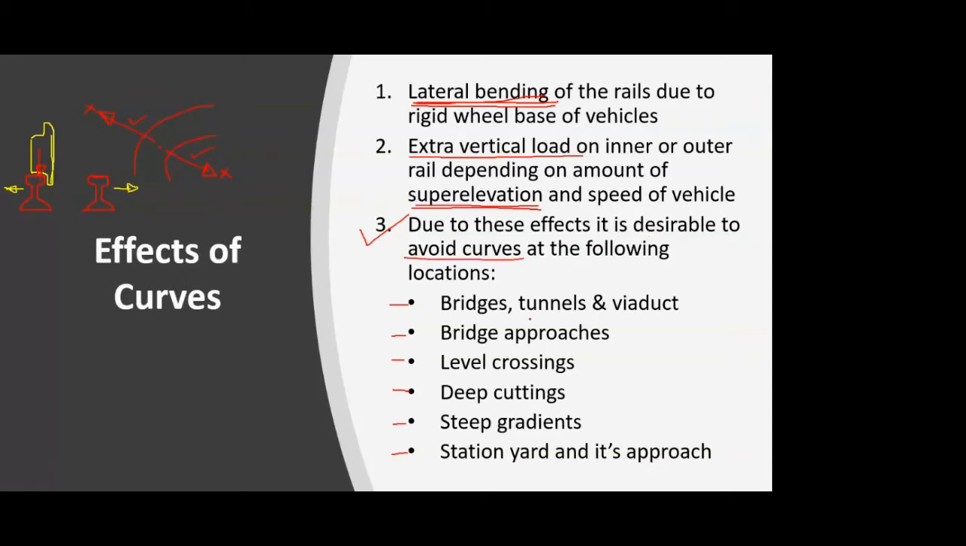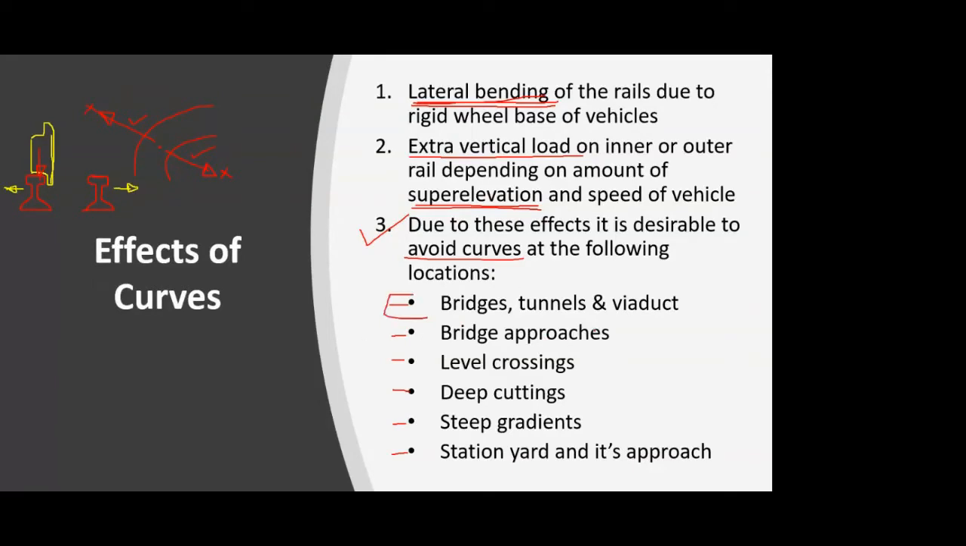But in actual conditions, you'll see that there are many locations in the Indian Railway itself where at all these locations you have got curves. The best example, which we were discussing yesterday, is the Karjat Lonavala section. In that section there are many tunnels. In that tunnel itself you have a horizontal curve as well as a vertical curve because it's a continuous up gradient. So there itself we can see that it's violating the first condition.